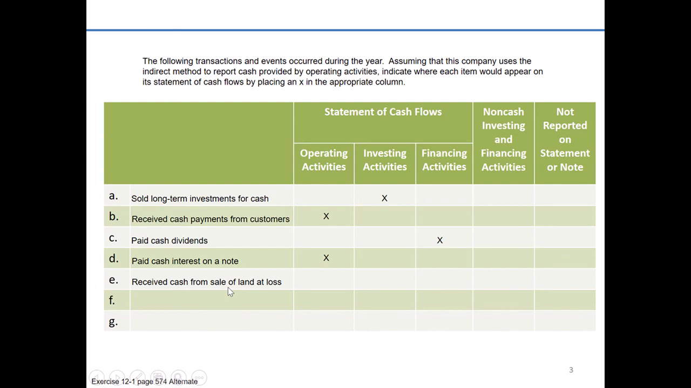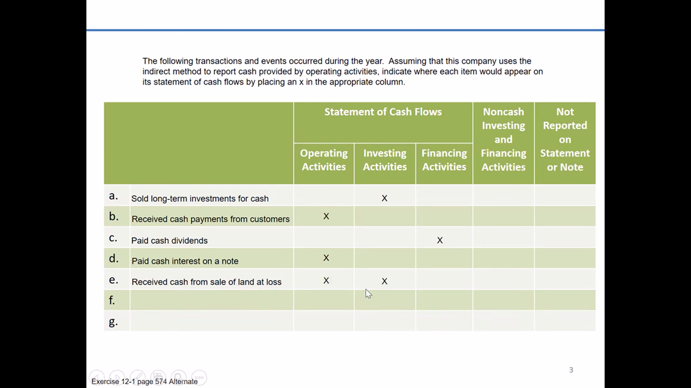The next item is we're going to receive cash from the sale of land at a loss. So in this particular instance, they're receiving cash from selling a long-term asset, which is land. So you might think, well, that makes sense. That's an investment somewhat similar to A, where we sell a long-term investment for cash. But we have another important point. They're selling it at a loss, and that's a very important point. What that means is they received less cash than what was on their books, so they had a loss.